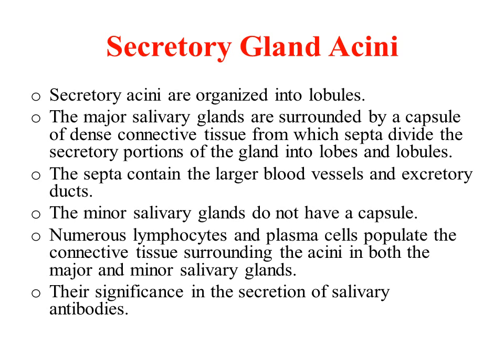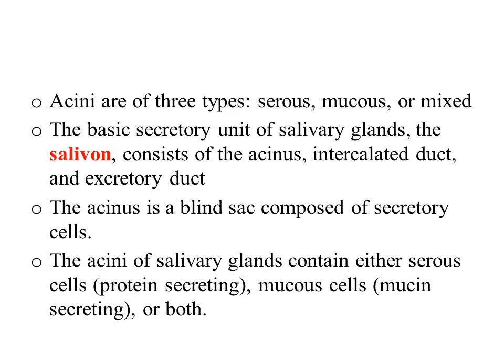But most importantly, and the good thing about salivary glands here, they contain numerous lymphocytes and plasma cells. These are found in the tissue surrounding the acini in both major and minor salivary glands, and they have a significant role in the secretion of salivary antibodies. Acini of salivary glands are of three types: serous acini, mucous acini, and mixed.